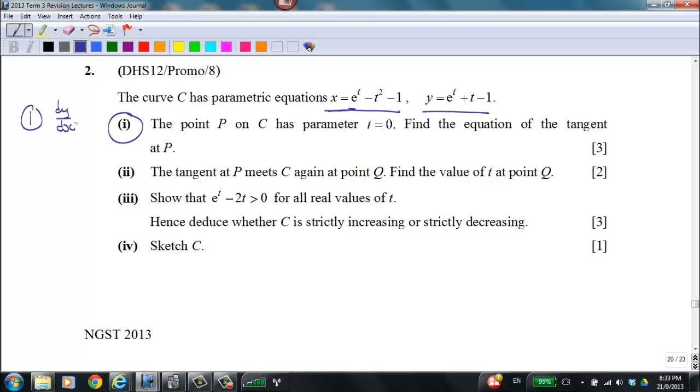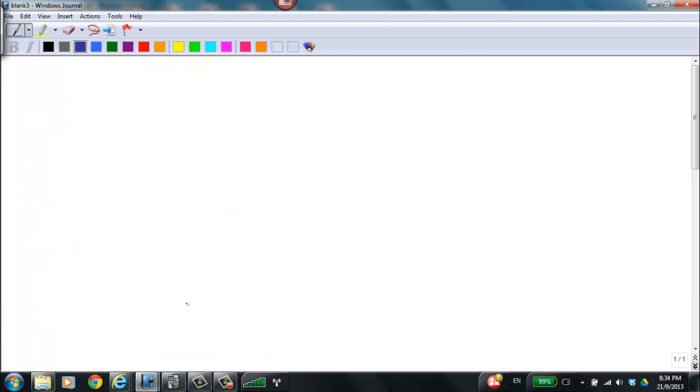Take note, dy/dx itself, if you don't sub anything in, is just an expression for you to find the gradient for the curve C at various points. After you determine the value of the gradient, we will use either y minus y1 over x minus x1 equals m, where m is the gradient, or y equals mx plus c, to determine the equation of the tangent at P. With all this said, we are ready to solve question 2.